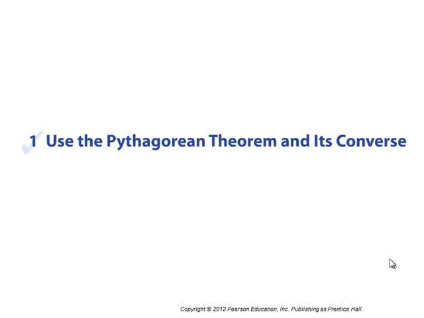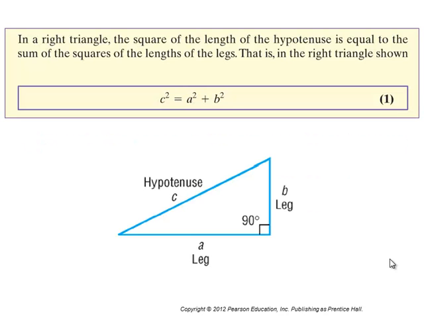So the first one is a review of the Pythagorean theorem. It has a long history, and Pythagoras certainly was not the first person to know this relationship between the sides of a right triangle, but he was the first one to actually publish his results through Euclid. Euclid is the one who ascribed it to him.